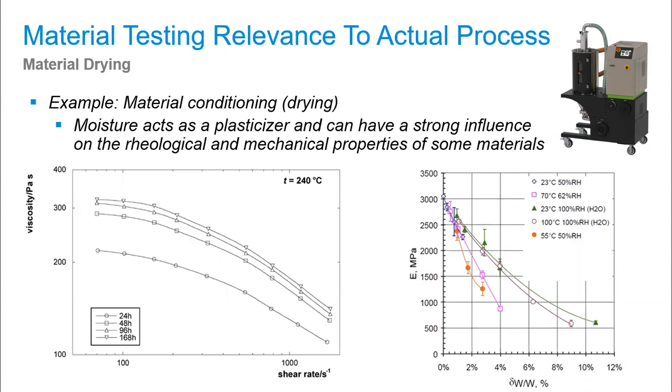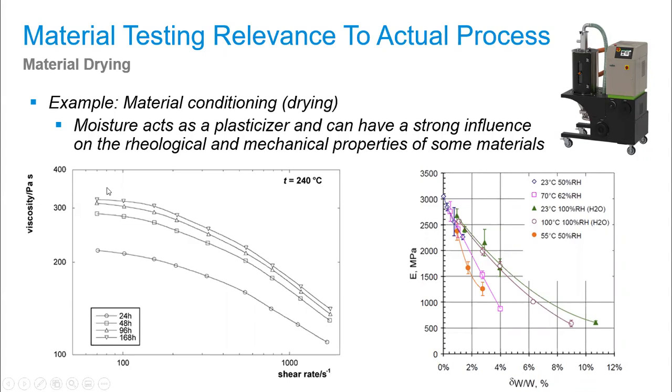So you do have to take that into consideration when you're trying to match actual simulation results over to reality, because moisture will have an effect. And we see that here. For most of these materials, it acts like a plasticizer. As Brian mentioned, melt flow index is really related to molecular weight, and this is essentially what it's doing. It's breaking down those chains so that we get a lower molecular weight. So it has a strong influence on the rheological and mechanical properties of the material.